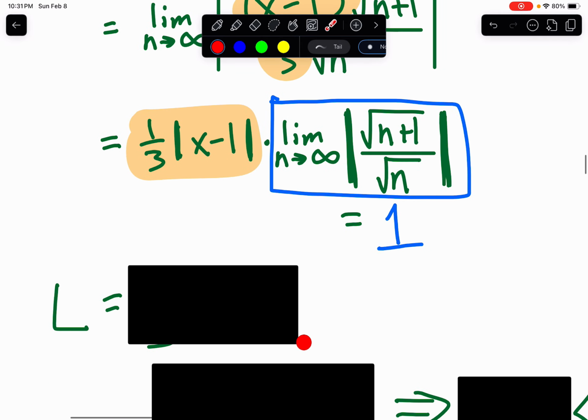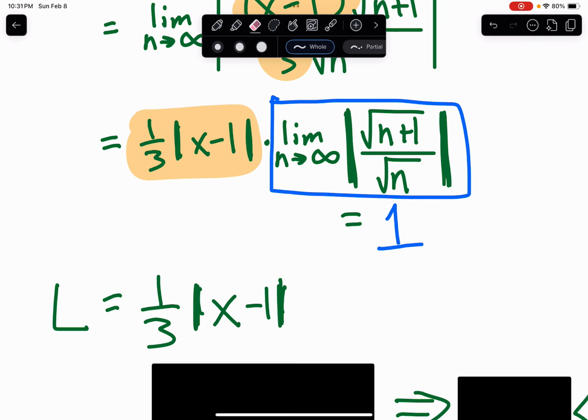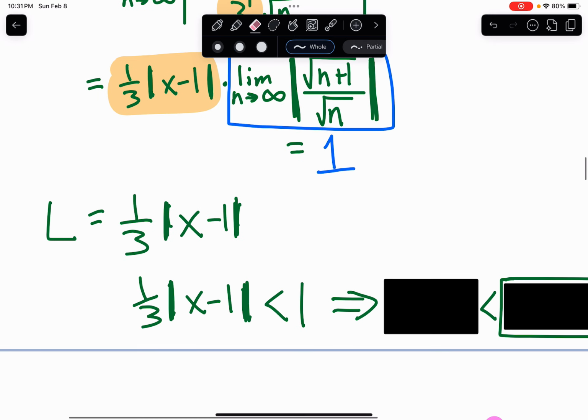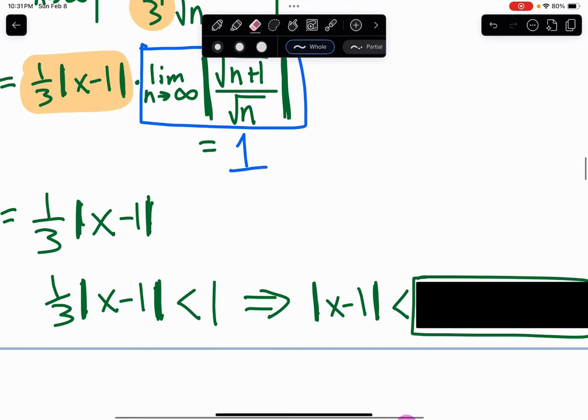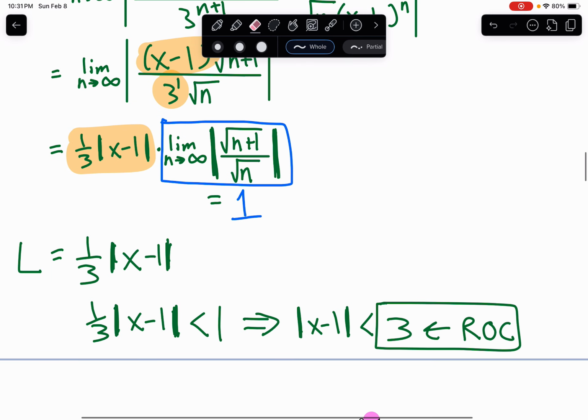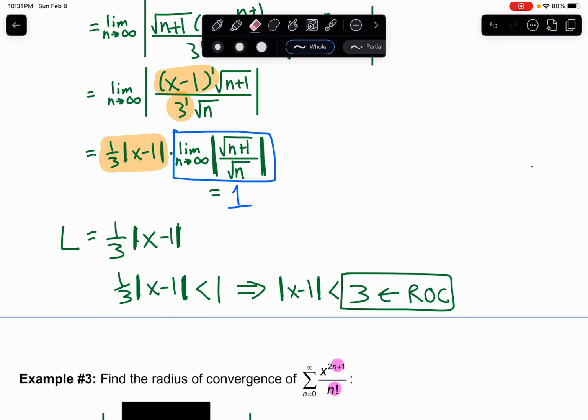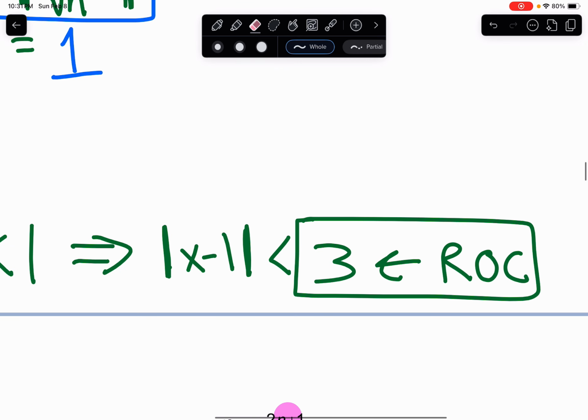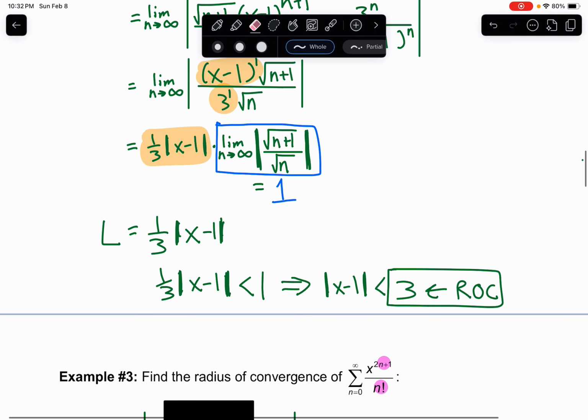And so remember, this is all the work to find L. So L equals 1/3 absolute value of x minus 1. We want this to be less than 1. And so first thing I'm going to do, multiply the 3 over, and so the radius of convergence would be 3 here, okay? And now I don't think the question asks for interval of convergence, but we could do that. We could write the inequality from -3 less than x minus 1, less than 3, add 1, and we would get -2 to 4. So we could do that here, but that's not what the question asks for.